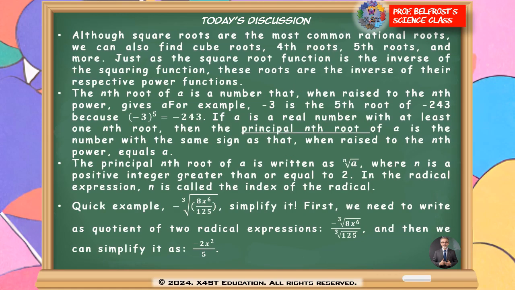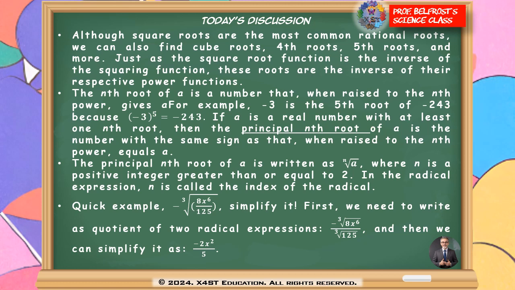Okay, so although square roots are the most common rational roots, we cannot just say that we only want to perform operations in square roots. We can also find cube roots, fourth roots, fifth roots, and more. Just as the square root function is the inverse of the squaring function, these roots are the inverse of the respective power functions.